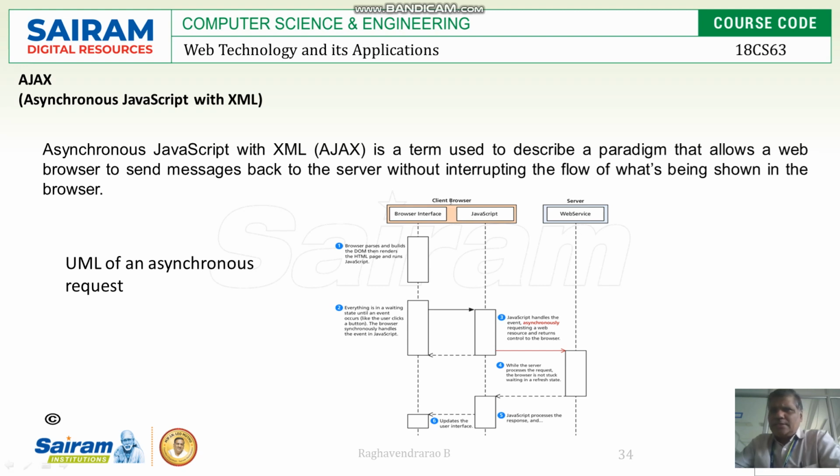Now here you can see there is a client browser, a server, and web services present here. The web browser interface is here, and JavaScript is included in this. Say you want to use some application, for example Google. You search on data, and you get URLs. Then you click on a particular URL.